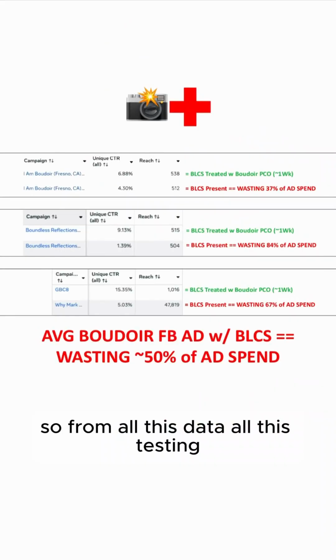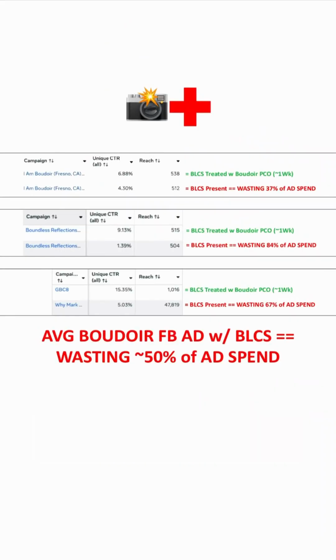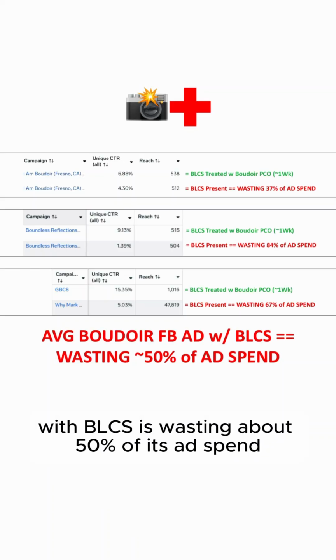So from all this data, all this testing, what I've seen is that the average Boudoir Facebook ad with BLCS is wasting about 50% of its ad spend.